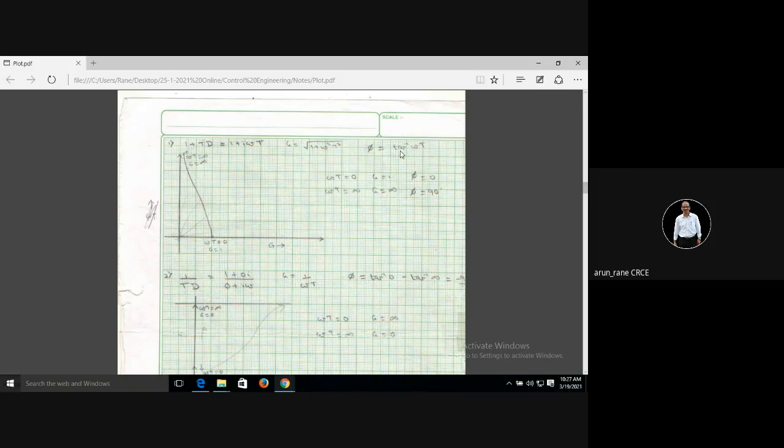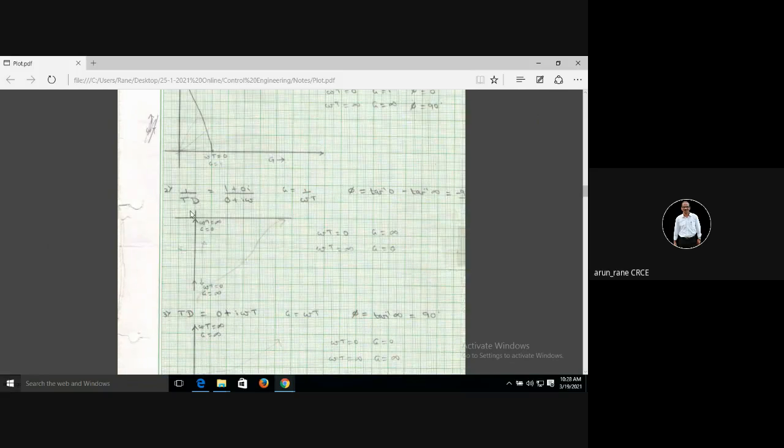See here, tan of phi is equal to omega t upon 1. Correct? Now you have to go on changing the values of omega t and find out the values of g. Go on changing the values of omega t, find out the value of phi, and draw the polar plot.